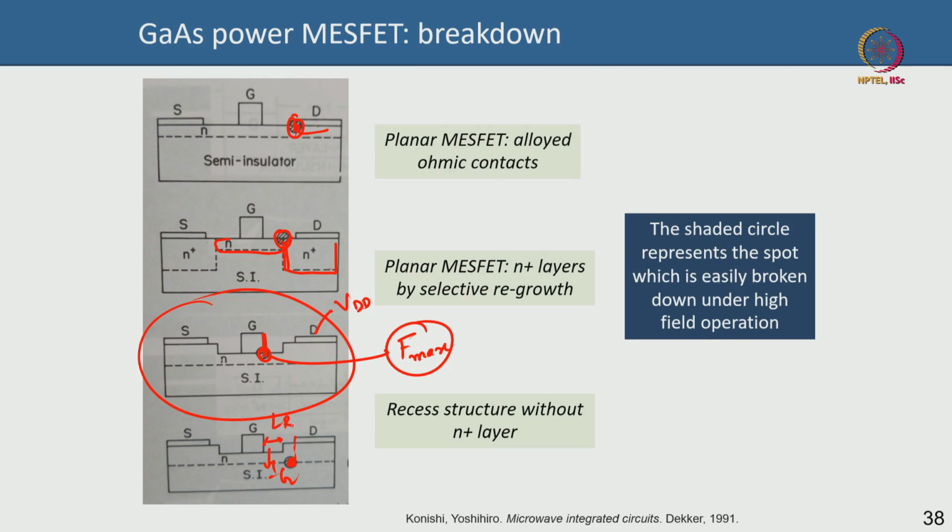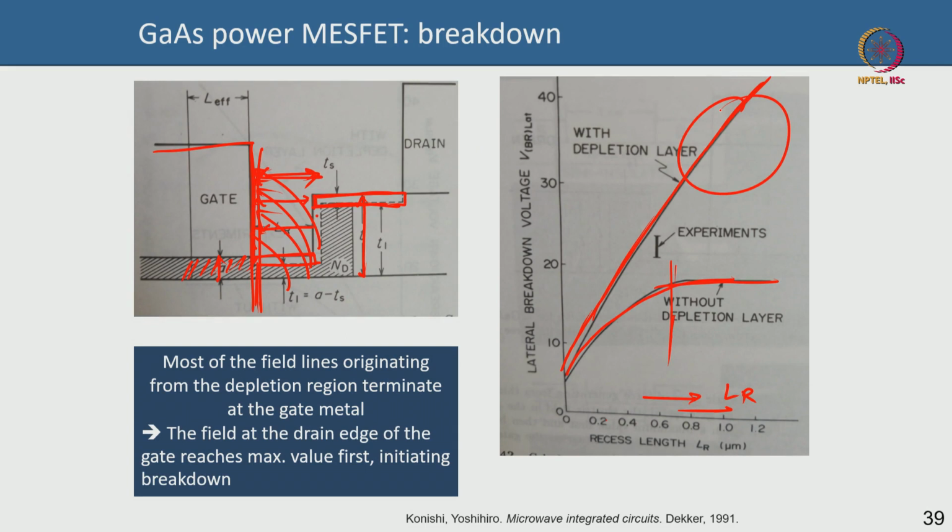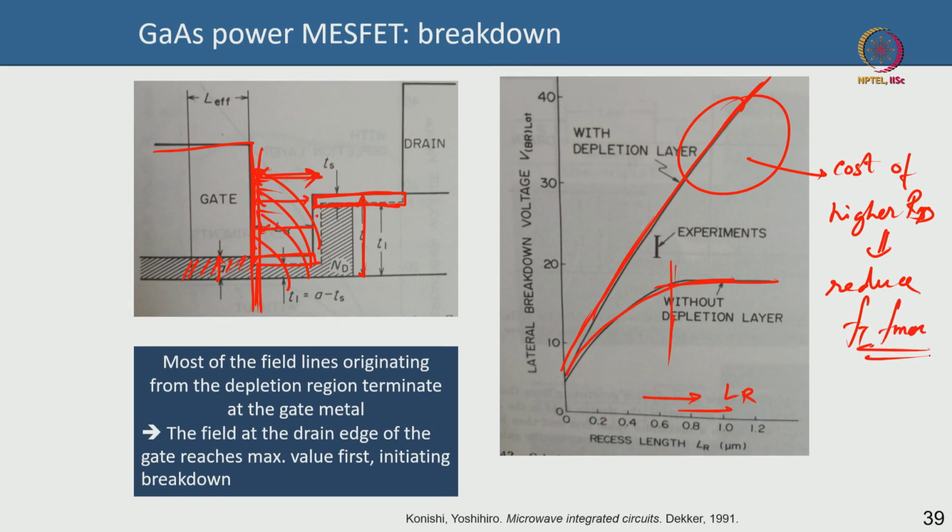So the further you keep the LR, the higher breakdown you get, but at the cost of higher drain excess resistance RD, which will basically reduce your cutoff frequency FT and Fmax, but that is okay. You have to always sacrifice a little bit of cutoff frequency for higher breakdown.